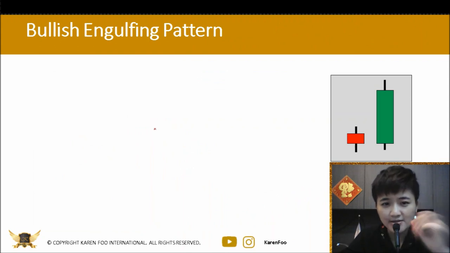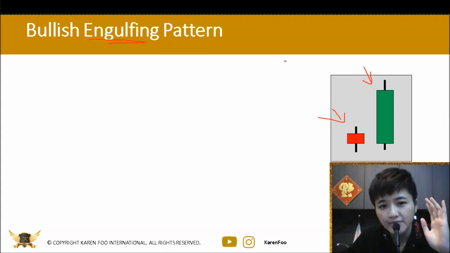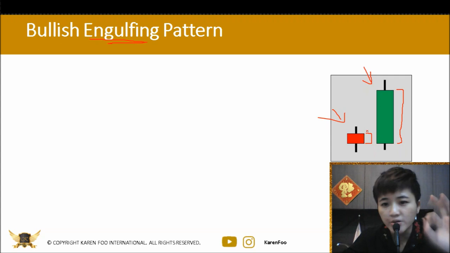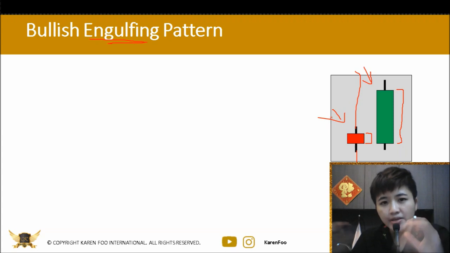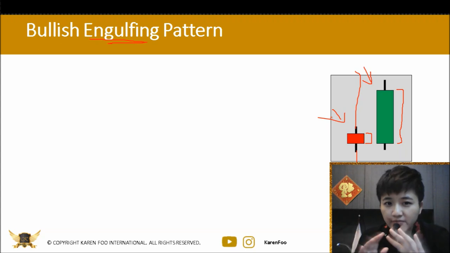As the name suggests, this bullish candle completely engulfs this first candle. Okay? Now here's the thing. When it says engulfing, it means that the body of the second candle completely engulfs the body of the first candle. Meaning that the shadow or the wick doesn't matter. Meaning that the wick can be longer than this. Okay, can be longer like this. Okay, it's not very straight, but you get the point, okay? The main focus here is the body of the candles. The shadow, the wick, you don't have to pay attention to it, okay?